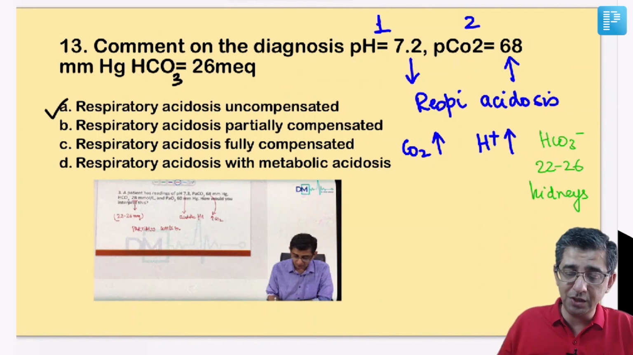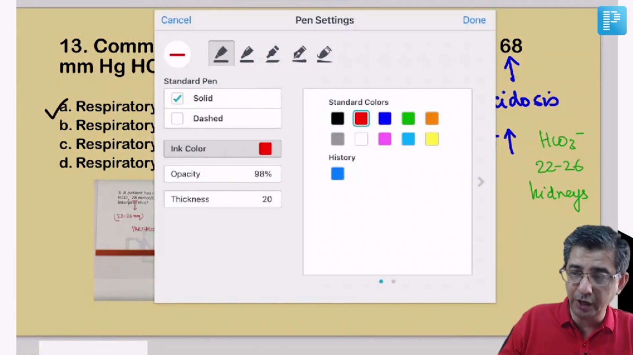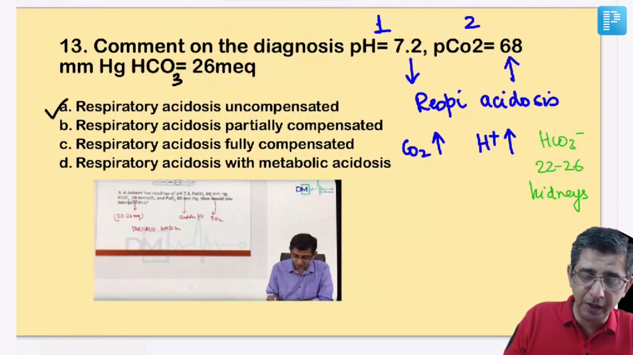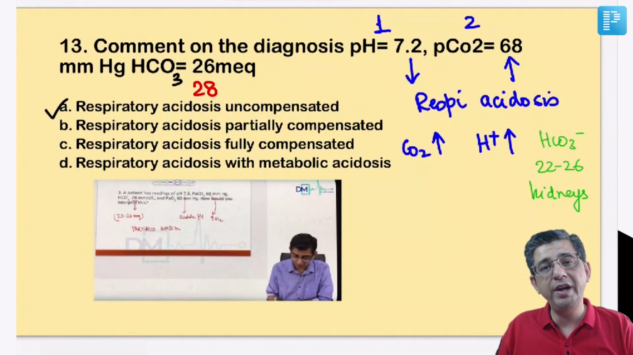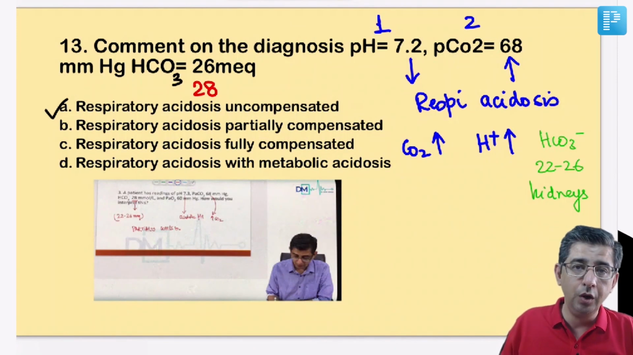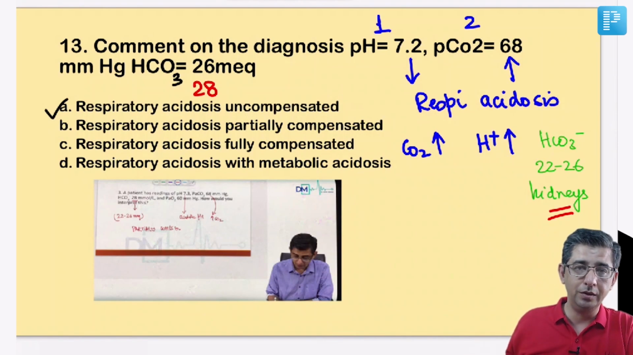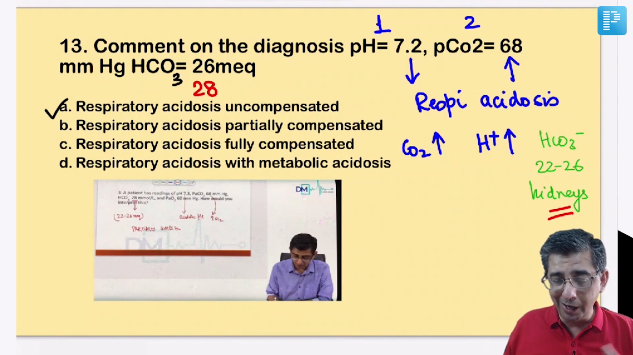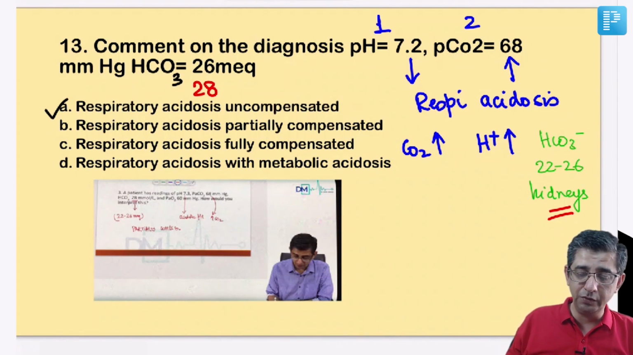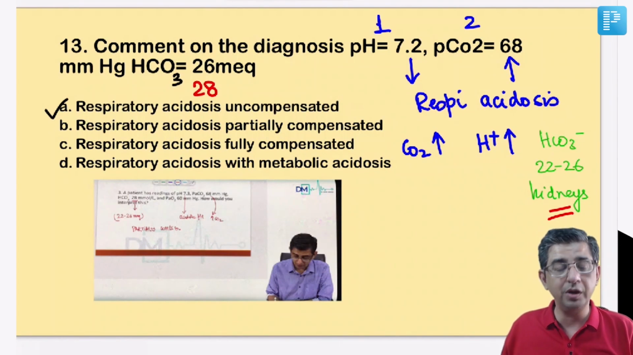Suppose in the same MCQ, I'm just doing an ink change here so that you can get the orientation right. Suppose you say to me, no sir, in the paper the value of bicarbonate was 28. Then the answer will change. Why? Because now the kidneys have kicked in. They are like an elder protective brother. The elder brother says, okay buddy, I'm going to protect you, I'm going to upgrade the bicarb values. As a result, the answer will change to partially compensated respiratory acidosis.